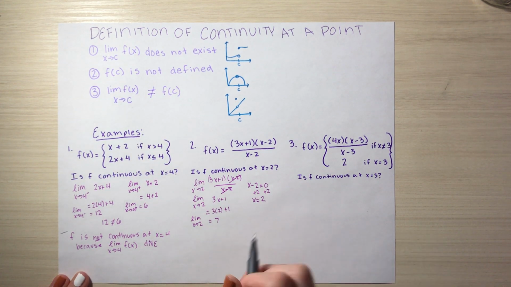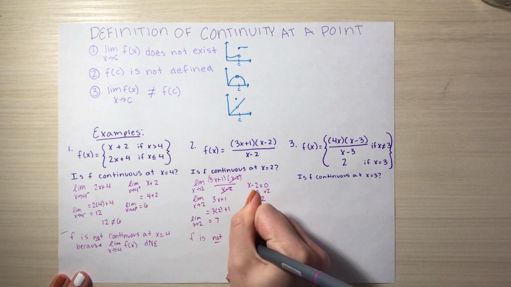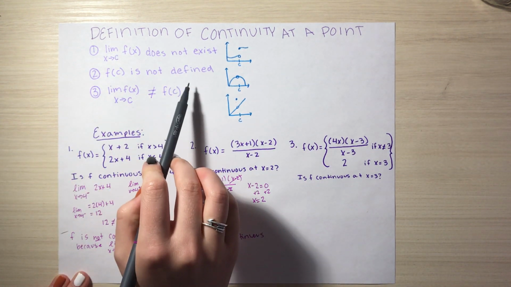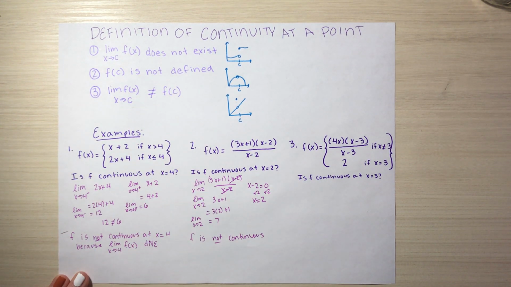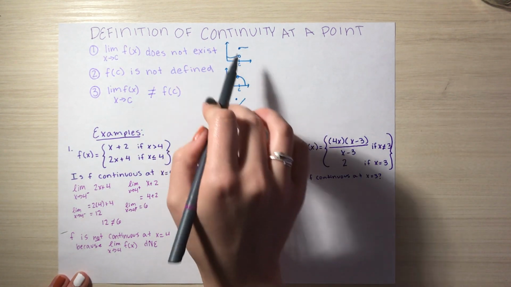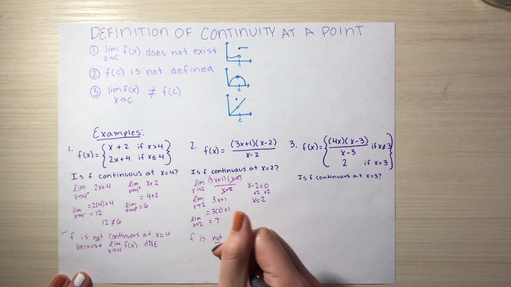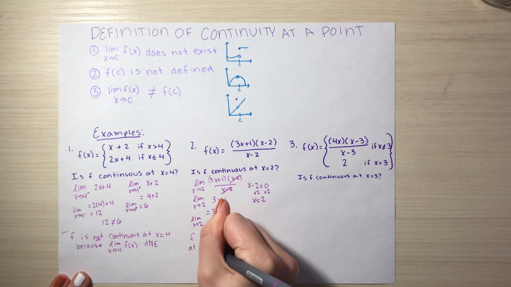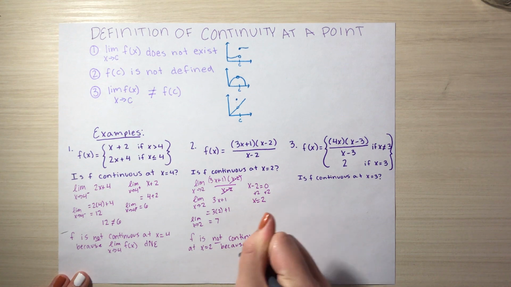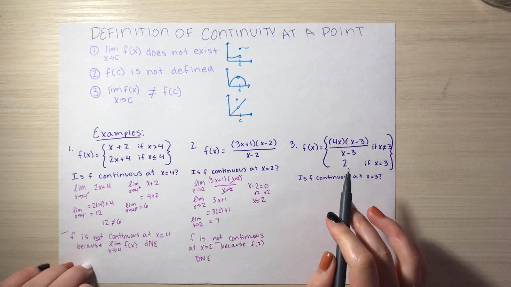So it is not continuous at x equals 2. So we can write that f is not continuous because even though the limit exists, number 2 of the rules is not satisfied, and so it's not continuous because all three of these cannot be true for it to be continuous. f is not continuous at x equals 2 because f(2) does not exist. So we can move on to number 3.